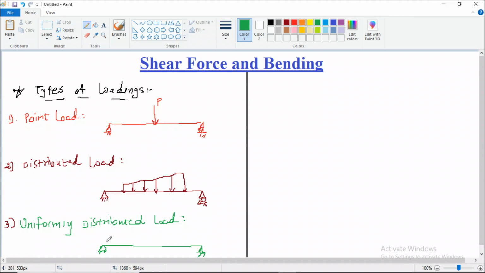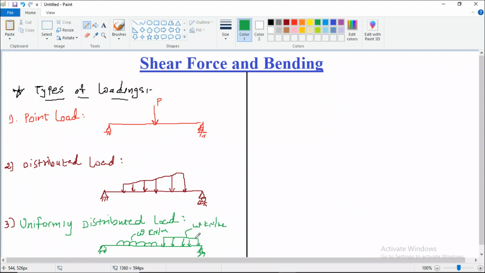and if I want to show the uniformly distributed load, so the symbol can be like this, or in some of the literature you will find it like this, a box type with downward arrows. The intensity of this is W kilonewton per meter. So this is how you show the uniformly distributed load. Either it can be acting on a particular area or entire beam.